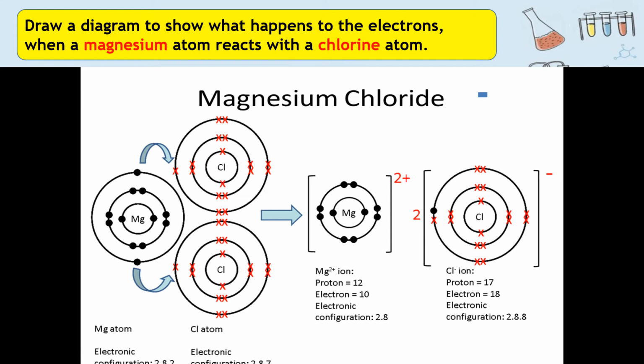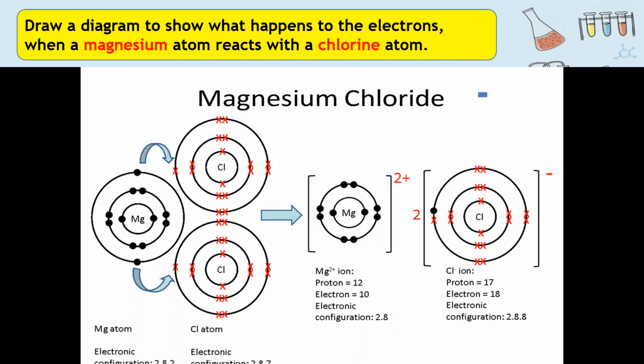By the way, let's go back. The chlorine atom has an electronic configuration of 2, 8, 7. Therefore, it has 7 valence electrons. To make it stable, it needs 1 more electron coming from magnesium. The 2 valence electrons of magnesium will be transferred to 2 chlorine atoms. So 1 valence electron will be transferred to one chlorine atom, and another valence electron of the magnesium atom will be transferred to the other chlorine atom to make it stable.